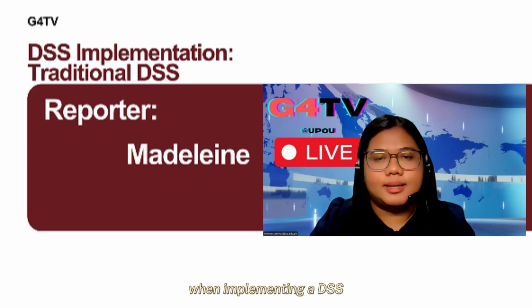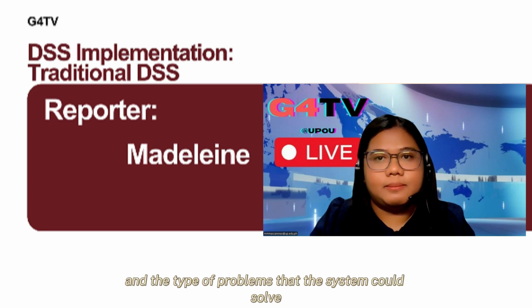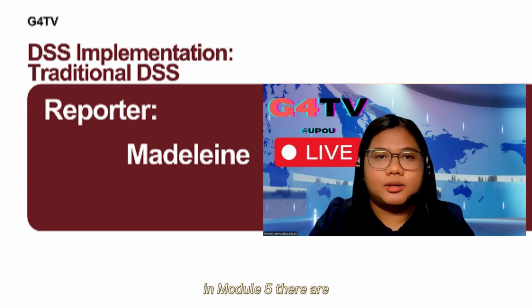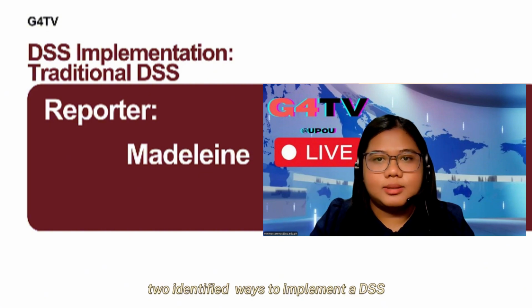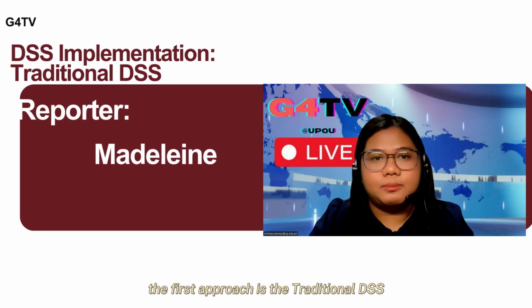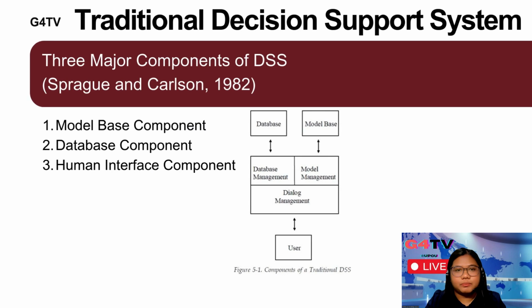When implementing a DSS, it is critical to understand the users who will be using the system and the type of problems that the system could solve. In Module 5, there are two identified ways to implement a DSS. The first approach is the traditional DSS.